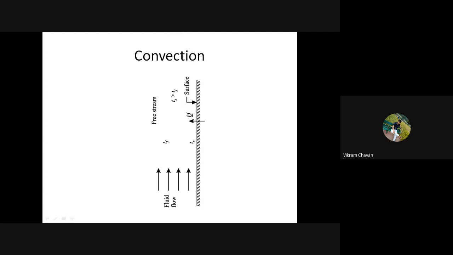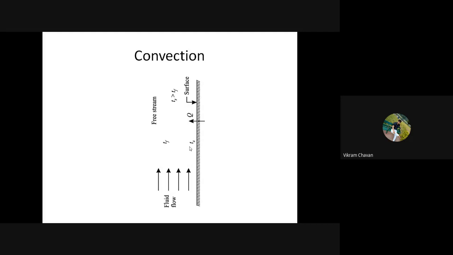So up to what limit will this particular phenomenon run? Once the plate temperature reaches the atmospheric temperature, at that time we can say that the plate is in equilibrium with the atmospheric air, and this phenomenon will stop. Up to that particular point, this phenomenon will run as it is. Now this particular phenomenon is called convection.